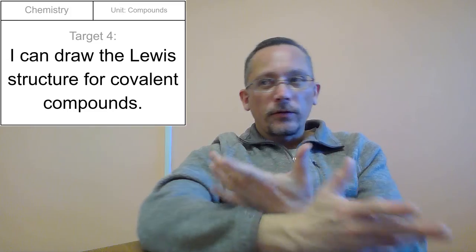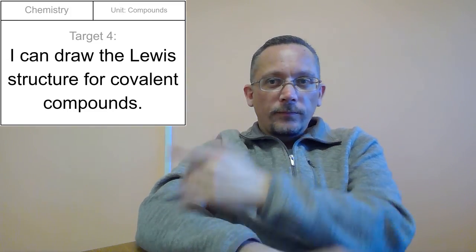Okay, so there we talked a little bit about how to name our covalent compounds with the prefixes and how to draw the Lewis structures to represent them. So hopefully that helps us to be able to draw the Lewis structures for the covalent compounds.